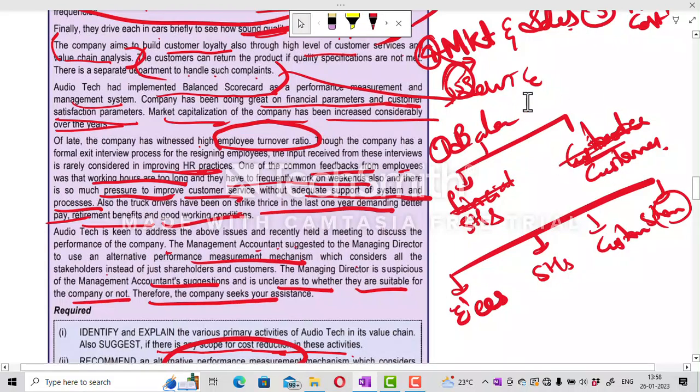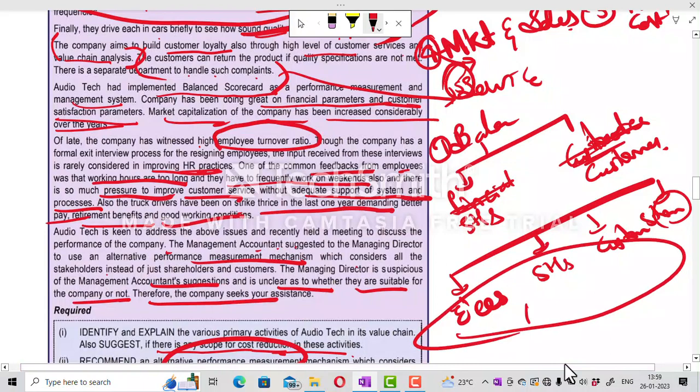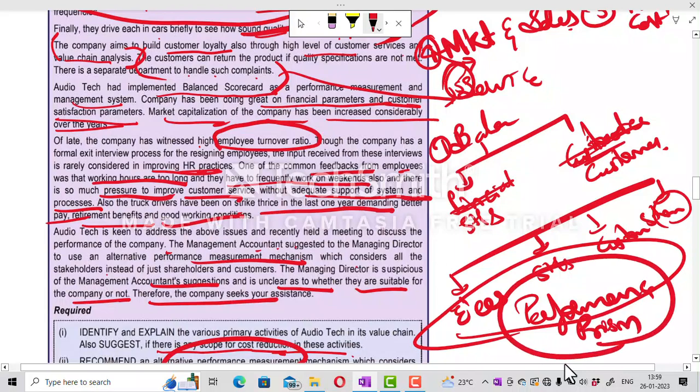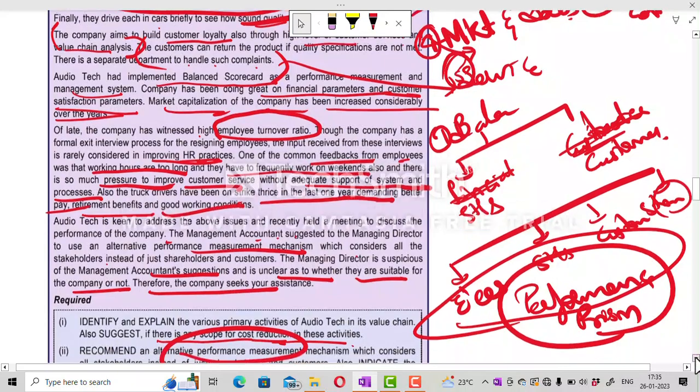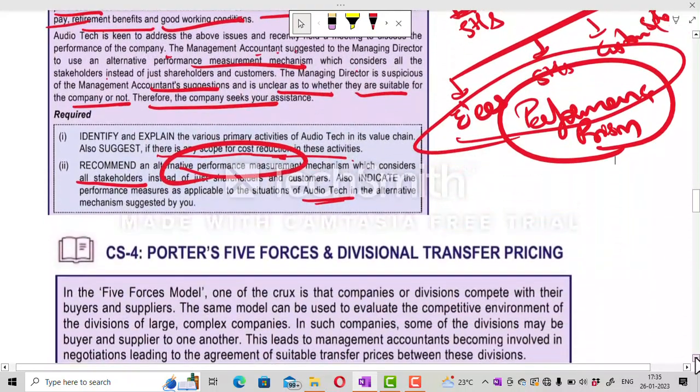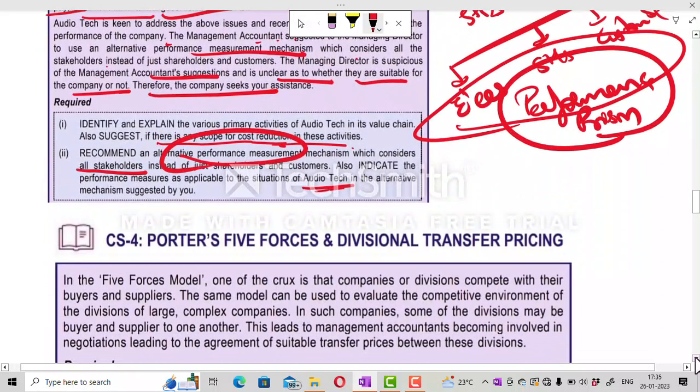So what method is best suggested which gives importance to all these stakeholders? Performance prism. It will give importance to all these stakeholders. Let's see how it works. When coming to the performance prism, we have 5 facets in this. Let's see all that.